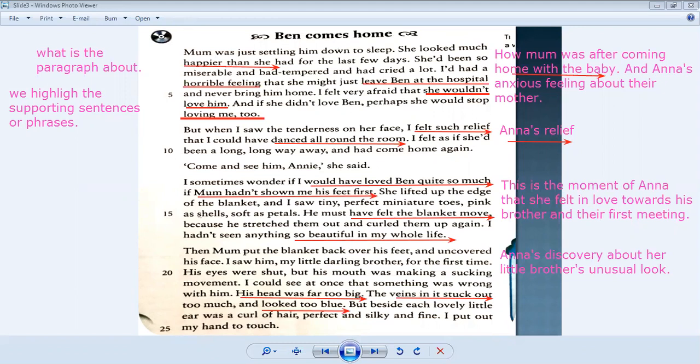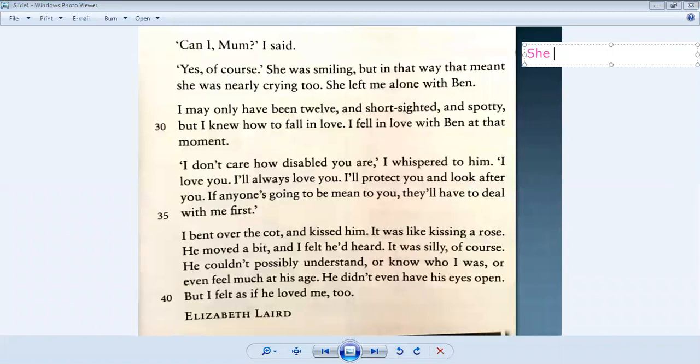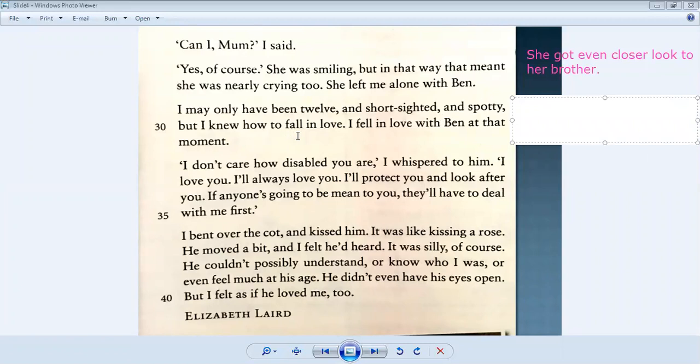Over here, on the next page, what is it about? "She was nearly crying too. She left me all alone with the bed." So here, she got an even closer look at her brother. And here is another part. What do you think about this part here? "I may only have been 12 and short-sighted and spotty, but I knew how to fall in love. And I fell in love with the baby at that moment."